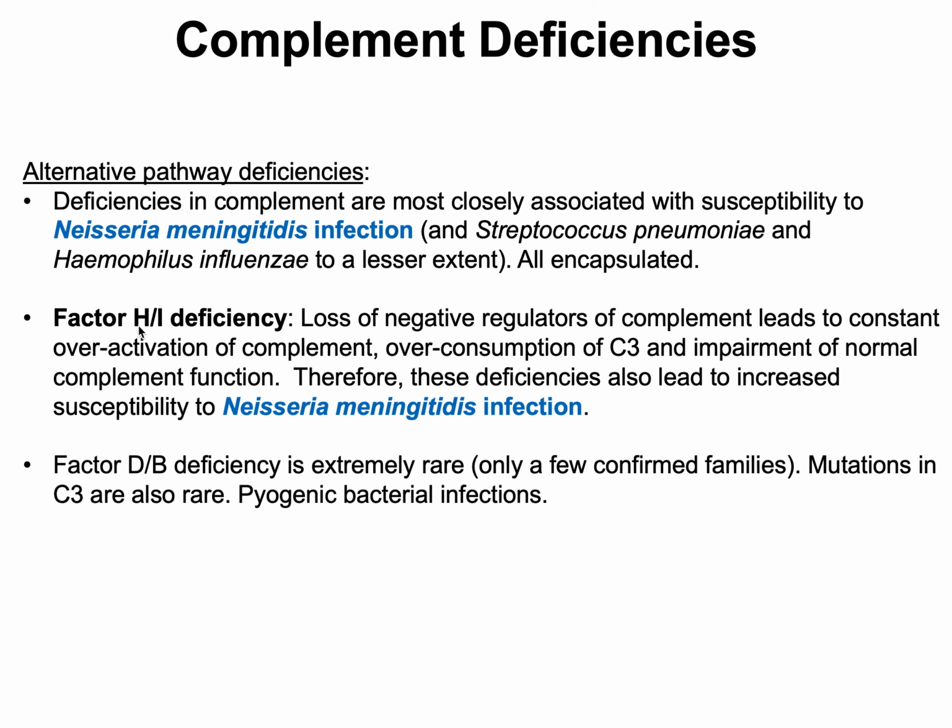And therefore, people that have deficiencies in some of the regulators of complement, like factor H and factor I, are also susceptible to Neisseria meningitidis infection, just like people that have deficiencies in other components of the alternative complement pathway. Now, there are deficiencies associated with factor D and factor B, but they're incredibly rare. There's only been like a couple of families even documented with these deficiencies. Mutations in C3 are less rare, but also still pretty rare. But if you have mutations in C3, you're susceptible to a number of pyogenic bacterial infections.